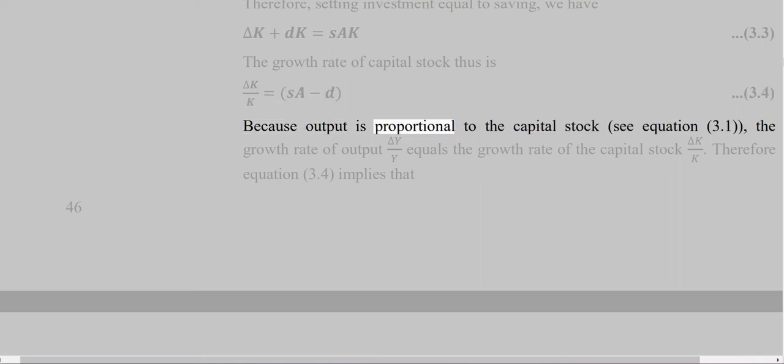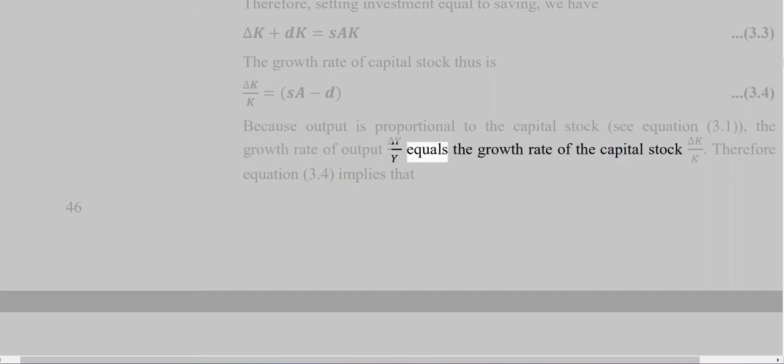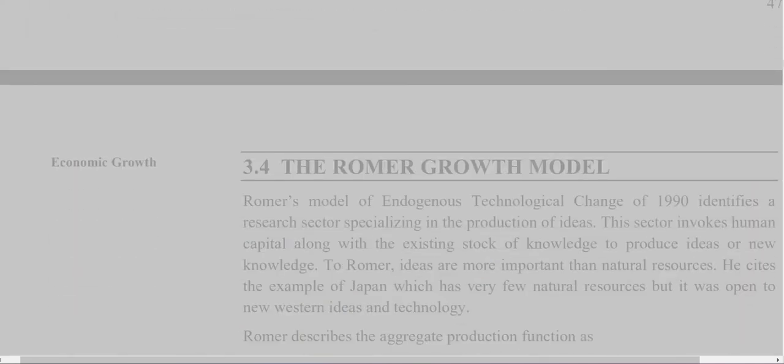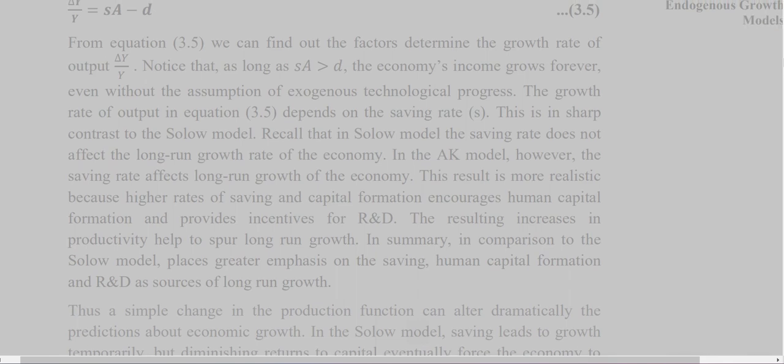Because output is proportional to the capital stock, see equation 3.1, the growth rate of output ΔY/Y equals the growth rate of the capital stock ΔK/K. Therefore, equation 3.4 implies that, in endogenous growth models, ΔY/Y = sA − δ (3.5). From equation 3.5, we can find out the factors that determine the growth rate of output.